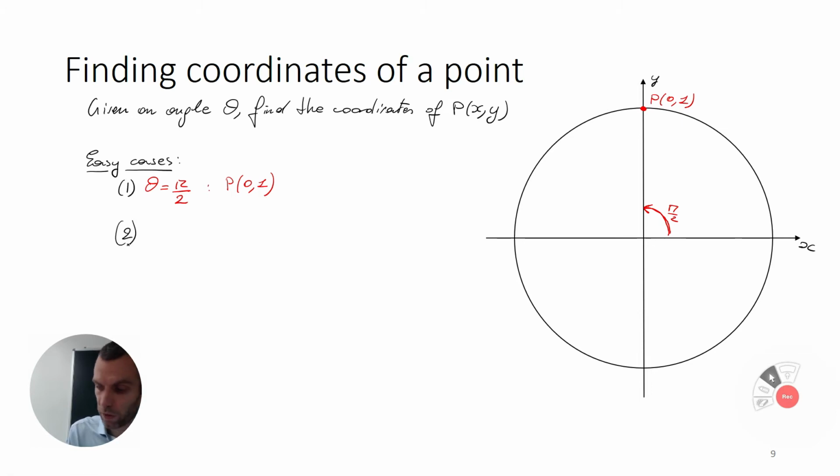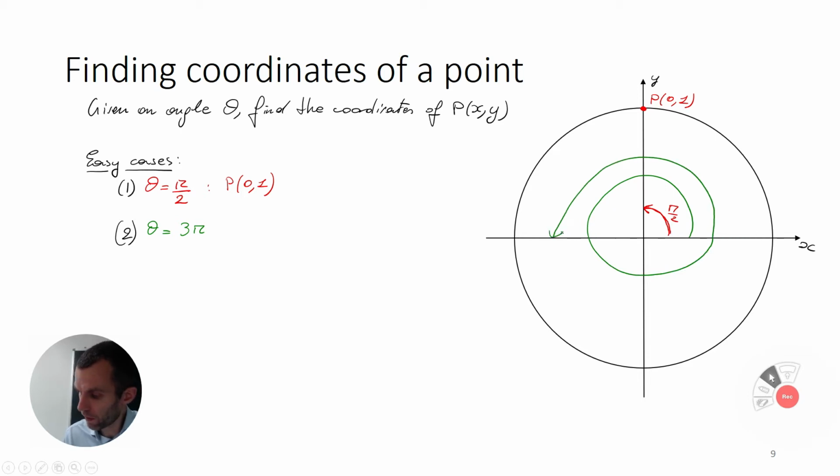Let's do another one. Let's look, for instance, at theta equal to 3 times pi. So 3 times pi, that's going around the circle once, that's twice, 2 pi, and then one more time, that's pi. So here we have 3 pi. And the point that corresponds to that is negative 1, 0.